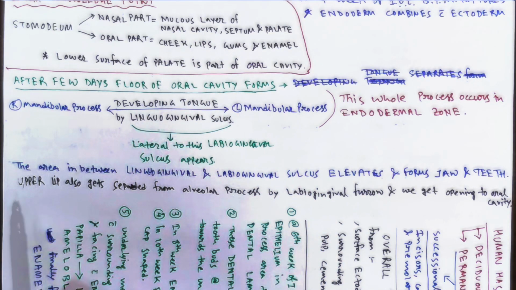Now in this process, what happens? The upper lip also gets separated from the alveolar process due to the labiogingival furrow. And ultimately we get the opening to the oral cavity.